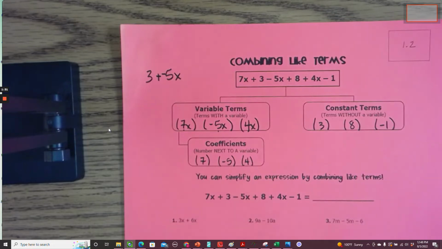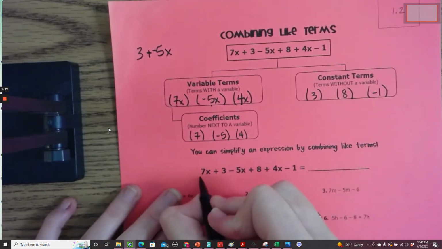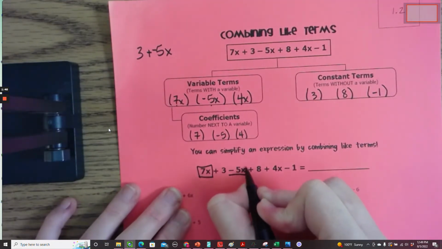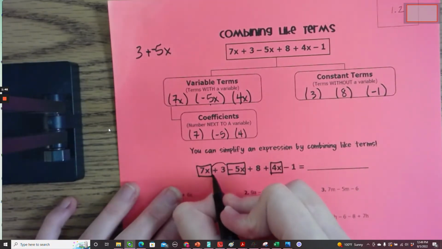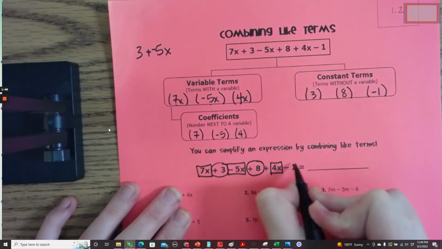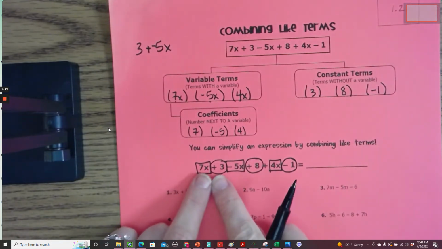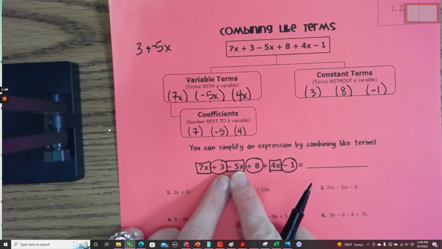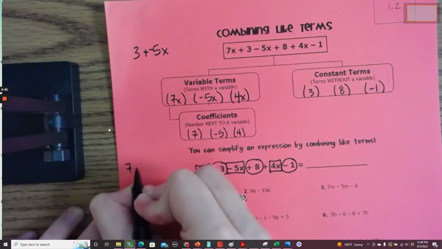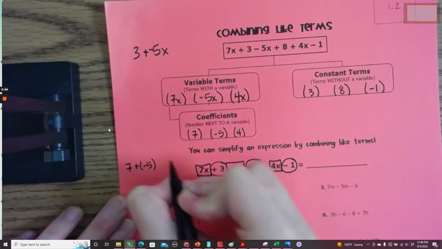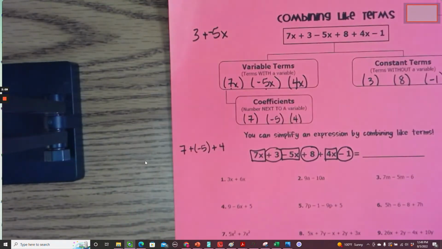So you can simplify an expression by combining like terms. The first thing you need to do is identify your like terms. Here we've got numbers attached to an x, and so I'm going to box those. And then my constants, I'm going to circle. That way I can keep everything nice and straight. So all I do to combine like terms, 7x, negative 5x, and 4x, I'm going to add 7 plus the negative 5 plus the 4. I'm just going to add the coefficients on the variable terms.